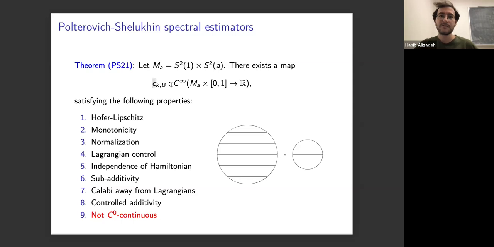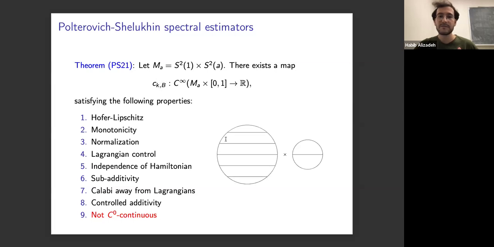And they define this function c_{K,B}. I'll tell you what K and B are. Oops, there's a typo here. This should be here. It is defined on the space of smooth time-dependent functions, and they have a bunch of properties. I just write down their names here, but I will explain a few of them on the next page. But what are these K and B?